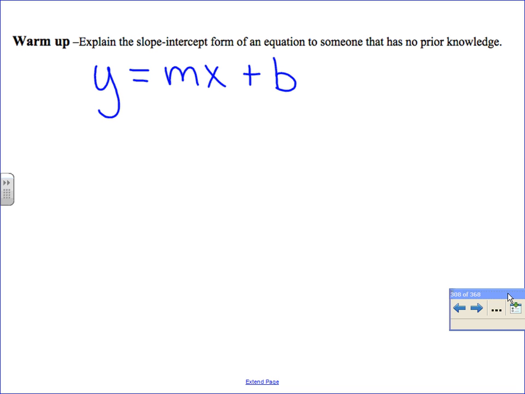All right, page 23. It says this is a warm-up, but I want to do this with you. It says, explain the slope-intercept form of an equation to someone that has no prior knowledge. If you had to explain this equation to your peers, or to someone in your family that has no clue what this means, what's one thing you could say? Emma H. Okay, good. Perfect. What if they still say, I still don't know what that means? Can someone add? What else could you say? Doug?